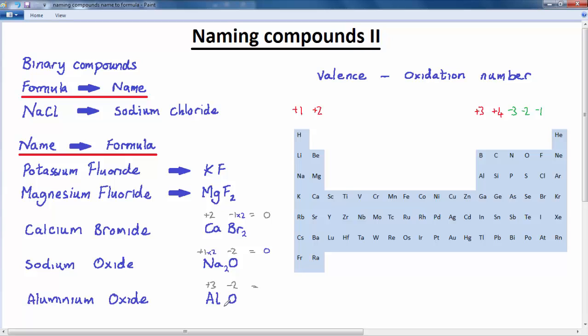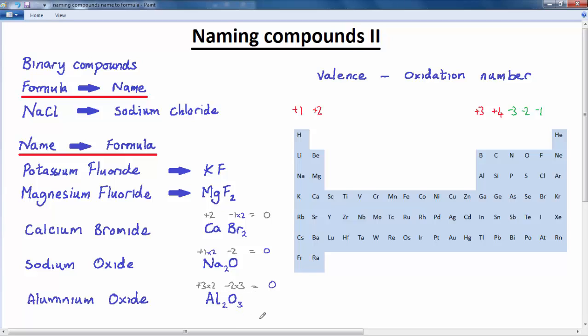Well, the way we do this is we multiply the oxygen by 3. There, we put a 3 there. That gives me 3 times -2, which is -6. And then we multiply the aluminium by 2. So we get 2 times +3, which is +6, plus 3 times -2, which is -6, gives us 0. So everything's in order there.